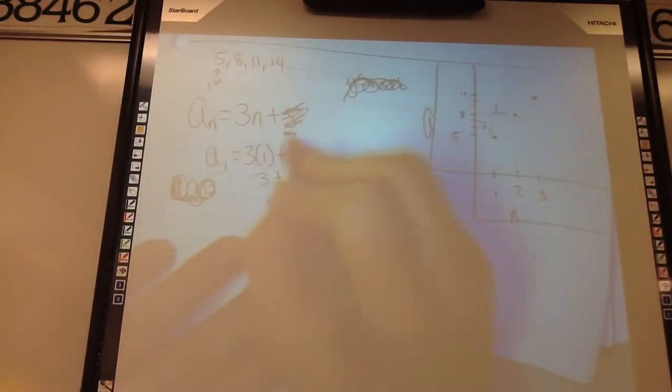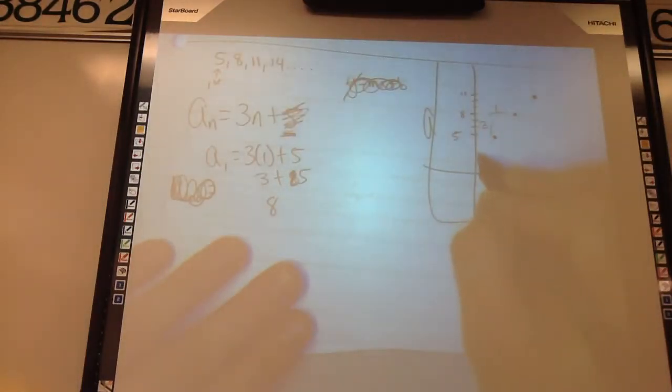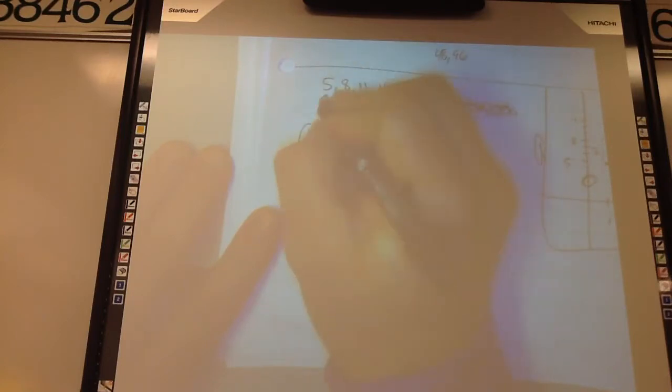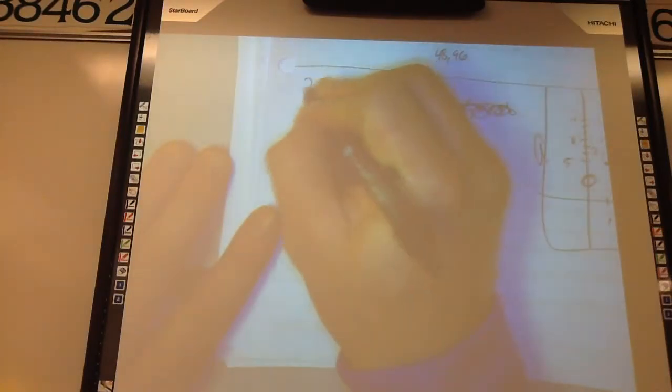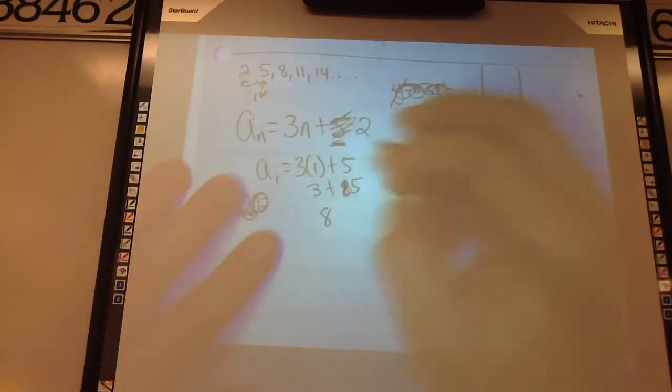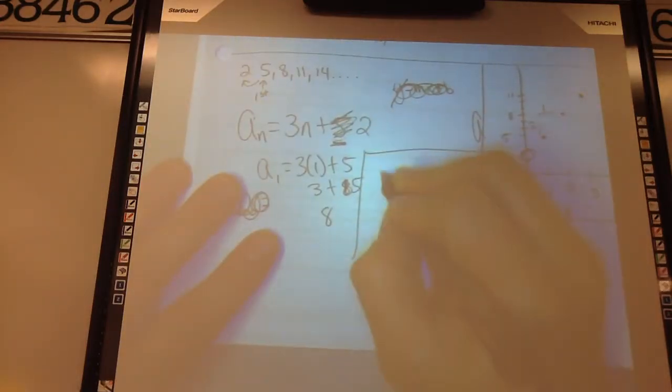Well, this number should be your y-intercept. So you need to come back. What would it be? 2. Yeah, go back. Like here, I'm adding 3 every time. So if I go backwards, I subtract 3. This would be a 2. So now I'll try 3n plus 2. So if I do a of n equals 3n plus 2.